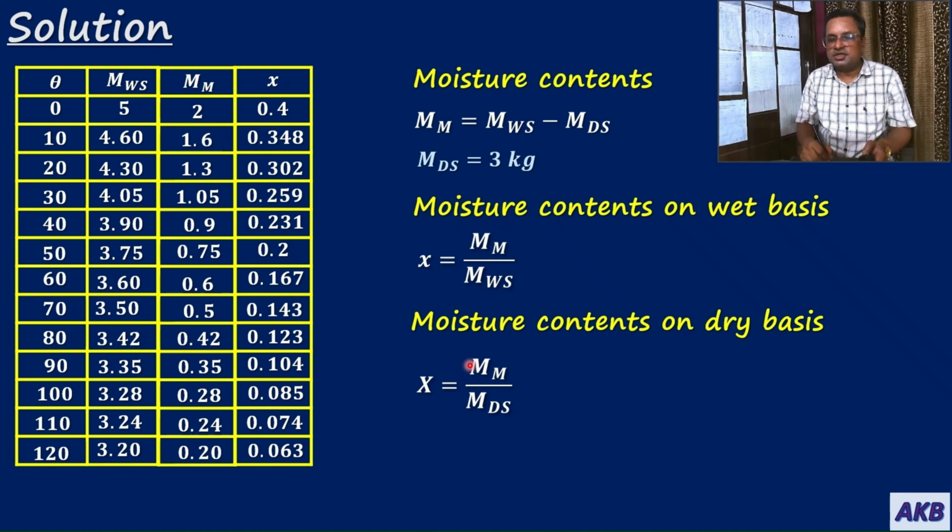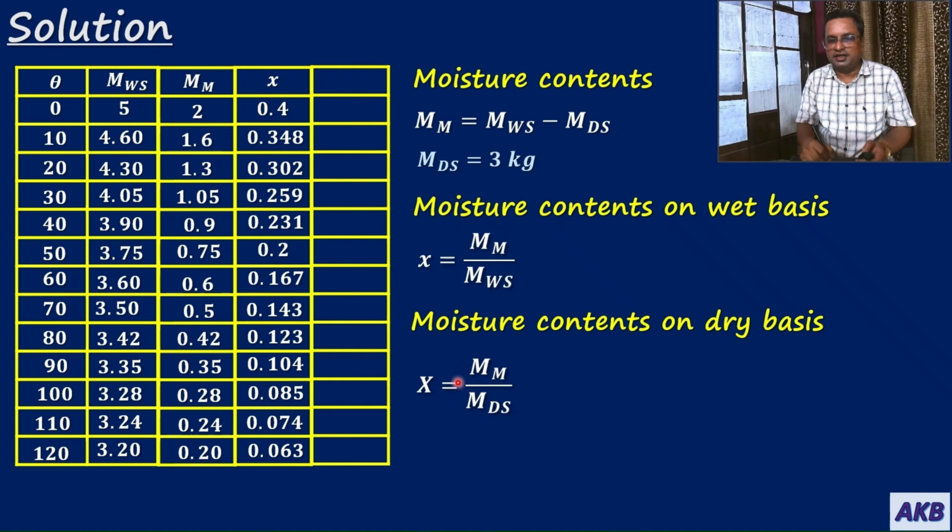Then let us get moisture content on dry basis after every 10 minutes. That is capital X, which you can obtain as mass of moisture divided by mass of bone dry solid. So let us do that, or you can also get it by this formula, as I said.